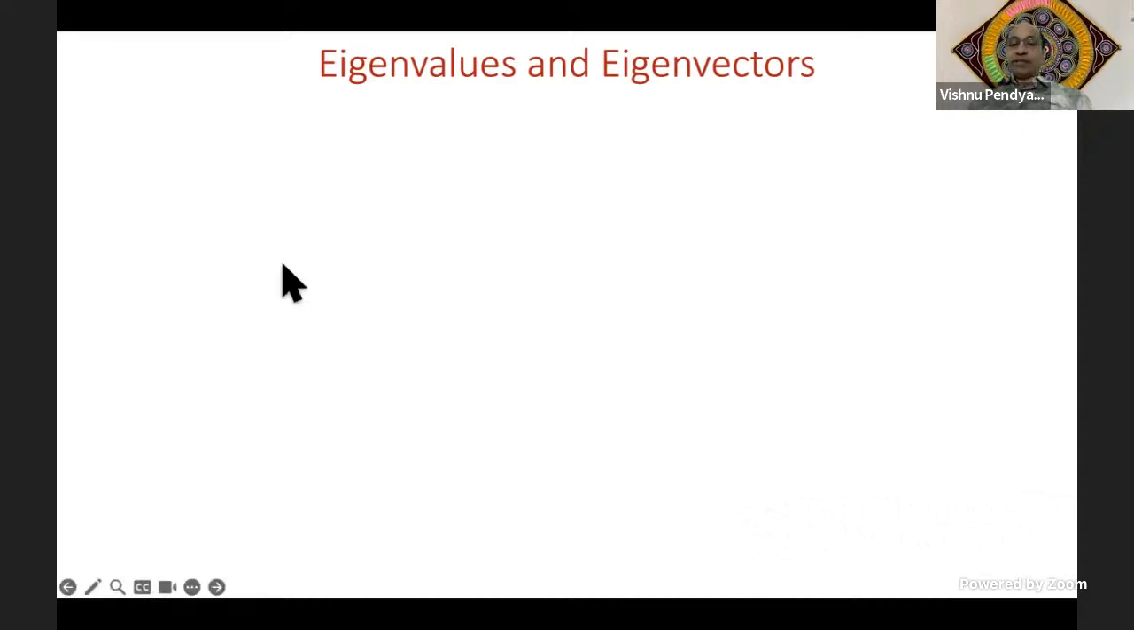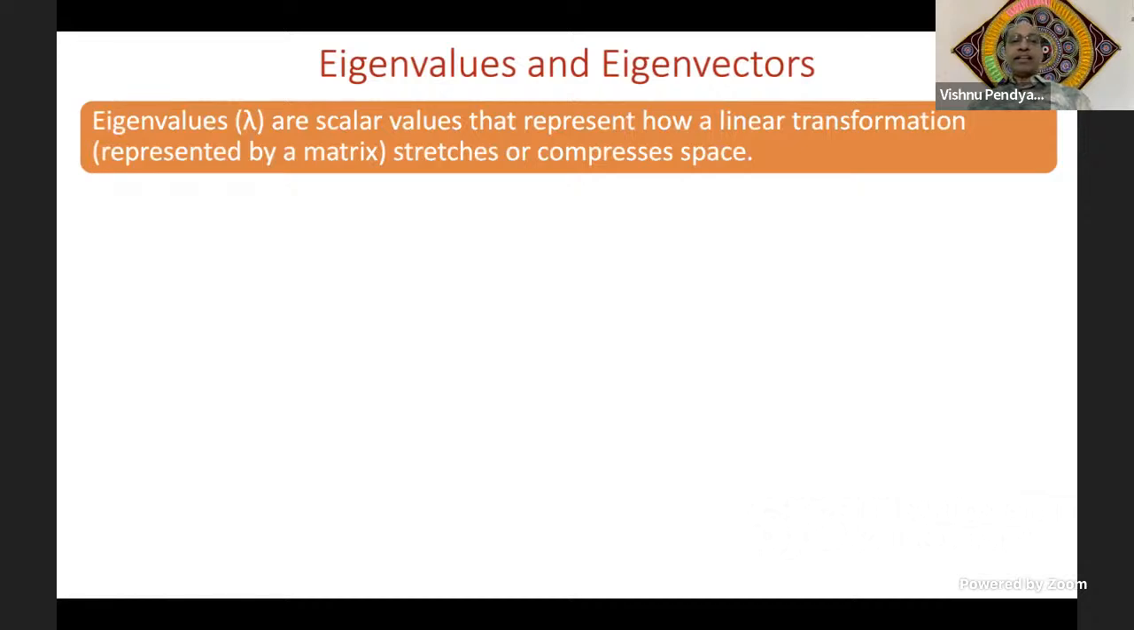By the way, eigen is a German word, and in German, eigen means characteristic, right? So eigenvectors are characteristic vectors. And then what are eigenvalues? Eigenvalues are scalar values that represent how a linear transformation stretches or compresses space, right? In the next slide, I'll show you what I mean. But you know that the vector gets stretched, right? The magnitude increases, or it could decrease also. So eigenvalue basically tells you how much the vector got stretched or compressed, right? When the vector is multiplied by a transformation or a matrix.